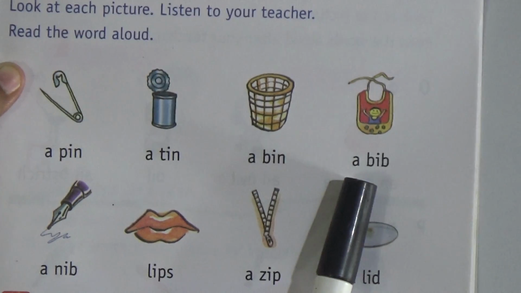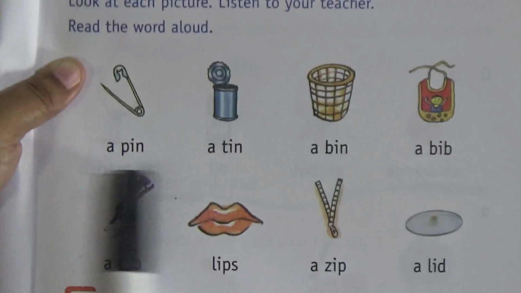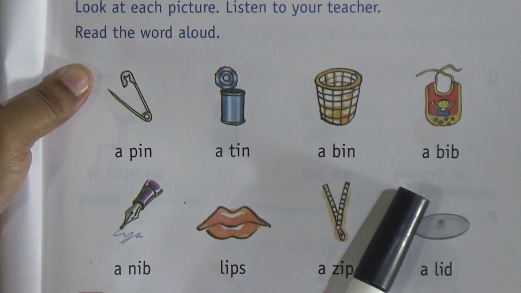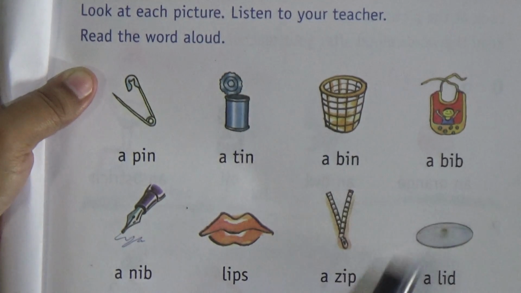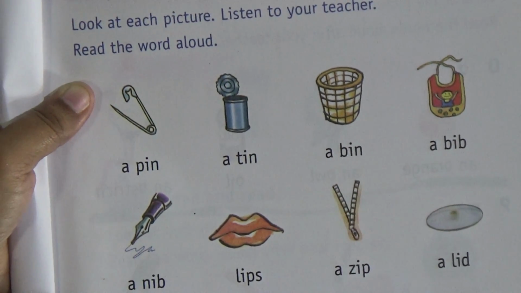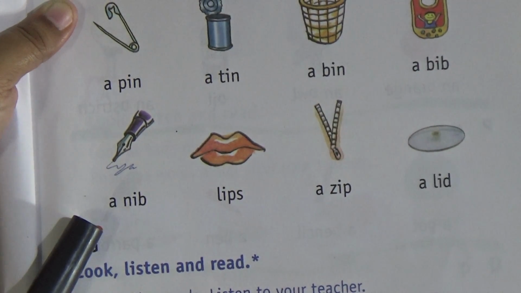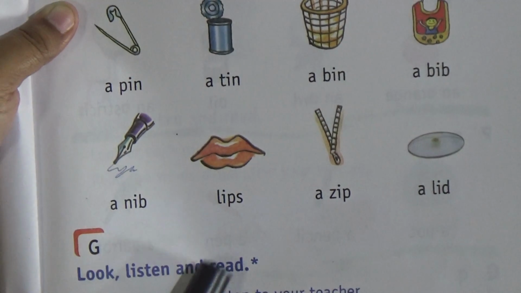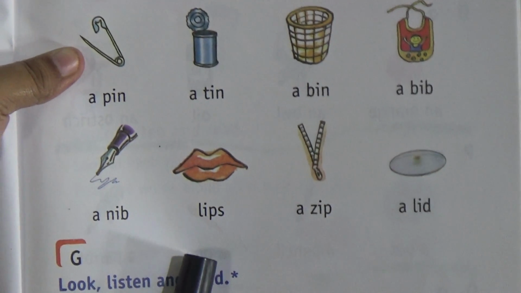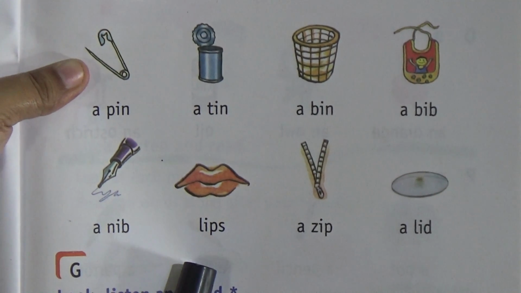The next one, this is the picture of a bib. B-I-B, bib. And this is a nib. N-I-B, nib. Lips. L-I-P-S, lips.